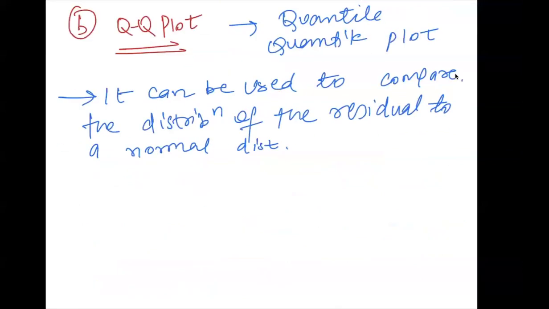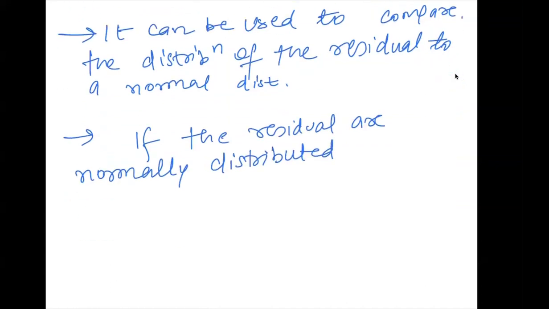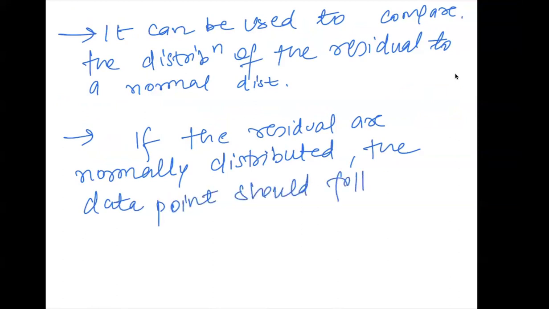Okay. So let's say the residuals are normally distributed, right? If the residuals are normally distributed, it basically means that the data points should follow a straight line.